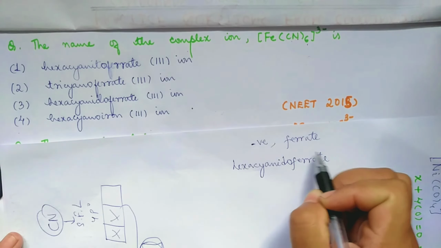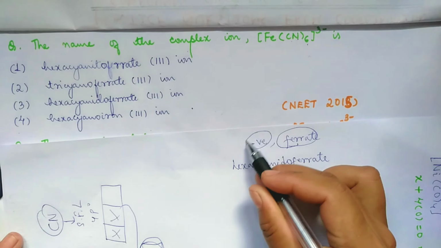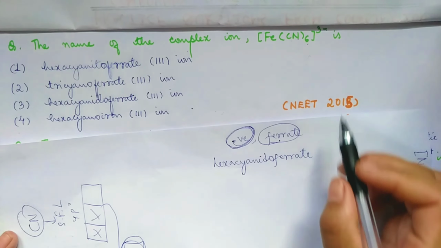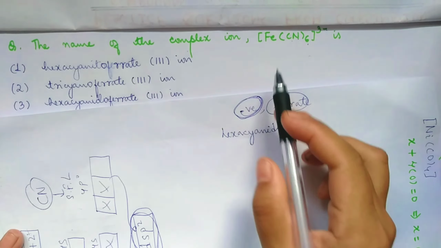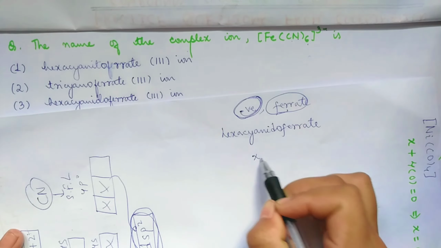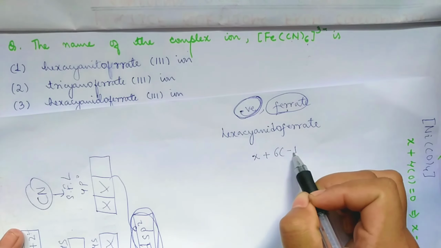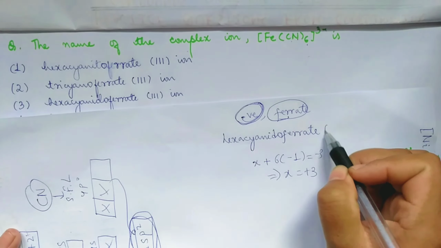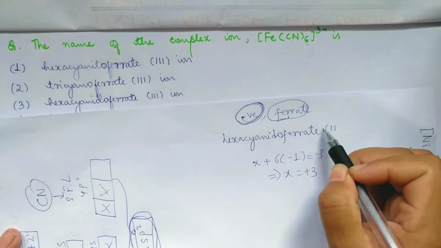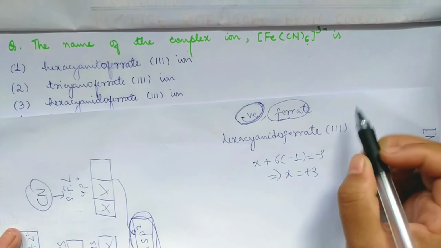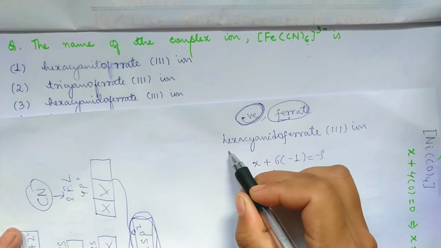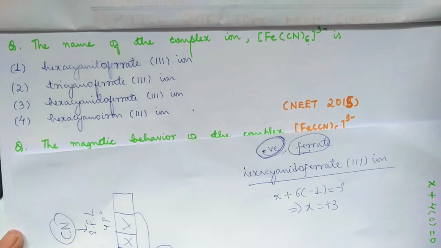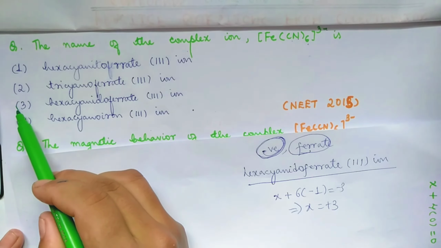Next comes the central metal atom, ferrate. You can use the word ferrate if it is a negative ion. See here, it is a negative ion. And then next you have to know the oxidation state of iron, the central metal atom there. Let that be X plus 6 into the charge carried by CN equal to -3. So it is in the +3 oxidation state, in Roman form. Okay, Roman form. Hexacyanidoferrate(III) ion. So which one is the correct answer? The third one. Right? Hexacyanidoferrate(III) ion.